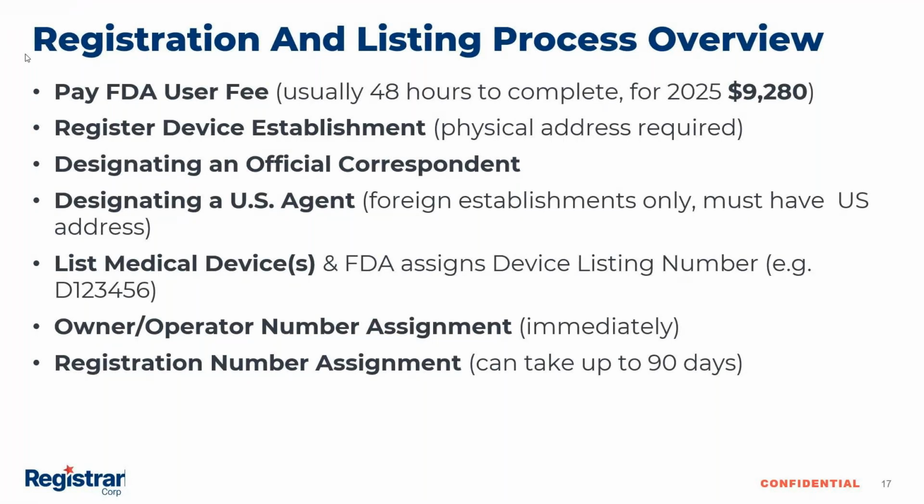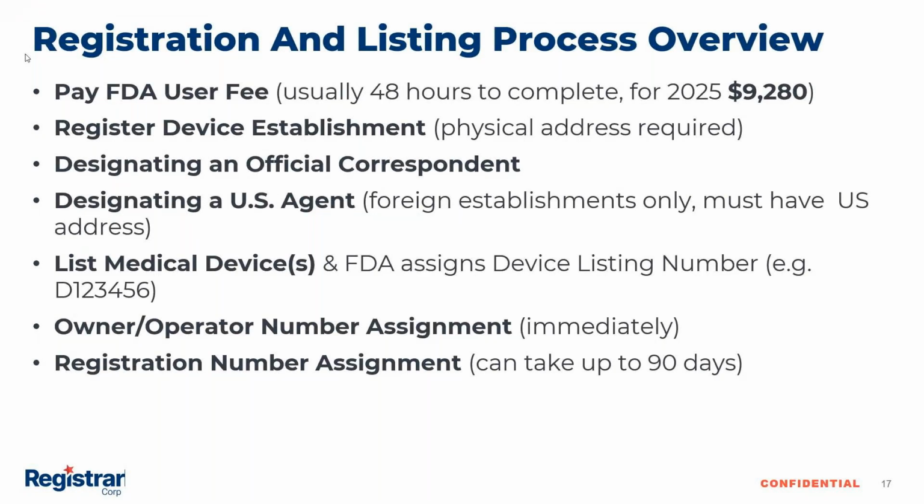Also, you have to designate an official correspondent, and that applies to every registration. Non-US companies on top need to designate what's called a US agent. The US agent must have a US address. If you are a non-US company, the official correspondent in theory could be a different person and could be someone in your company. Let's say you have your establishment in Italy, that could be someone in Italy. But the US agent needs to be here in the US. That person needs to have a US address.